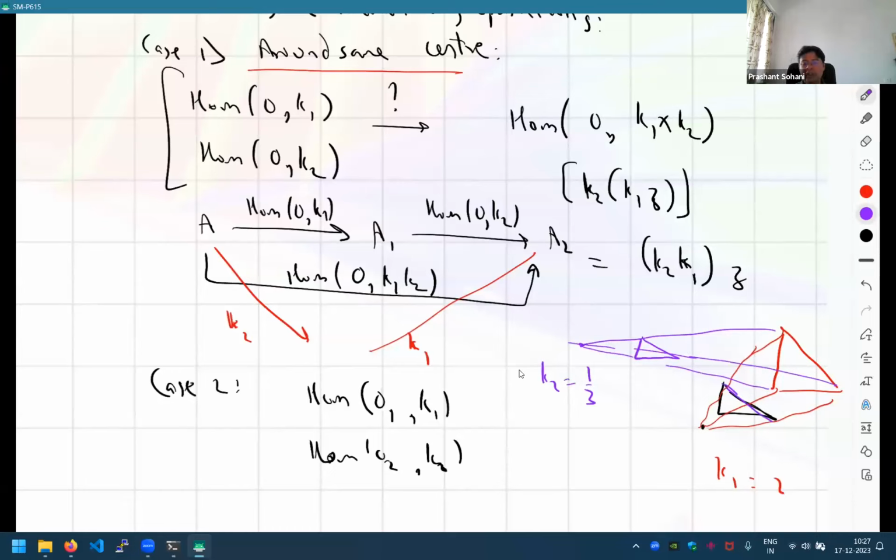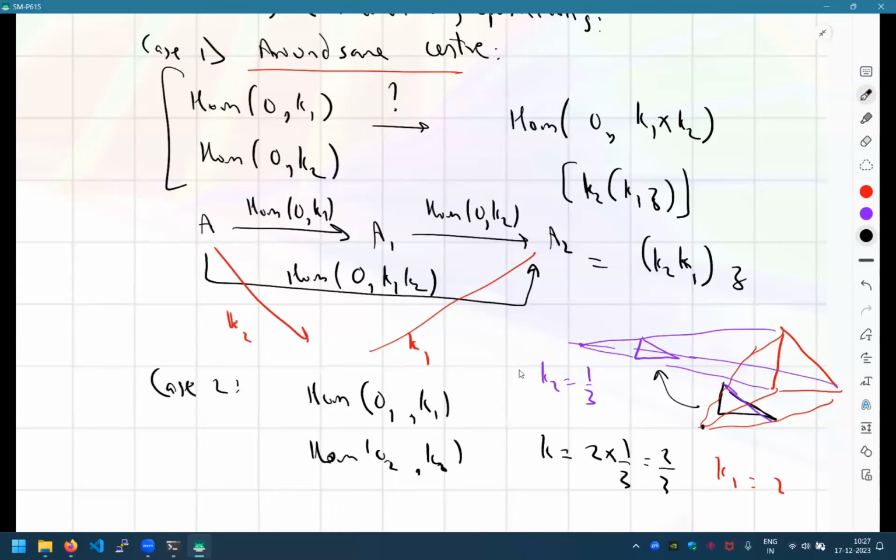So in the diagram, it looks very convincing that there has to be some way of going from the original object directly to the last object. And we clearly see that the ratio of homothety is going to be just the product, right? So the combined ratio is simply going to be 2 into 1 by 3. But where the center is going to lie? What center have you taken for the second homothety? It's some different point, any random point.